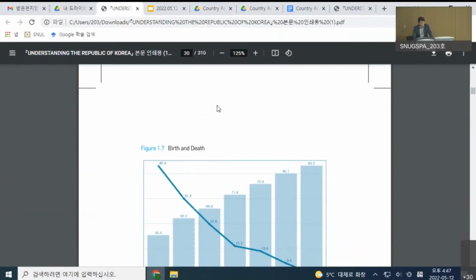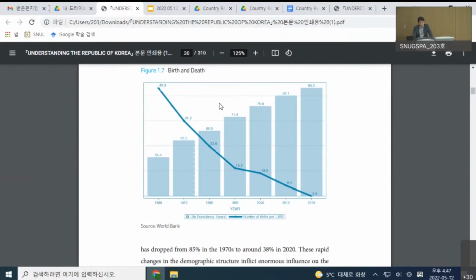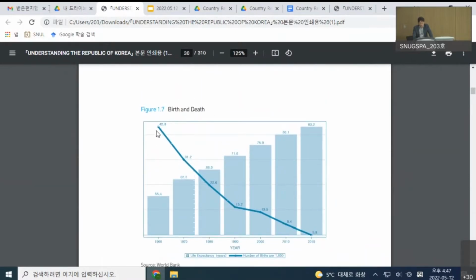So some bad things happen in South Korea, and this is the number of births per 10,000, and it dropped very significantly from 42 in 1960 to 5.9 in 2019. Big challenges. So do you think that Korea will collapse because of the low birth rate?